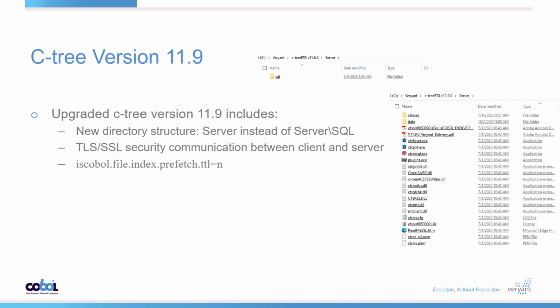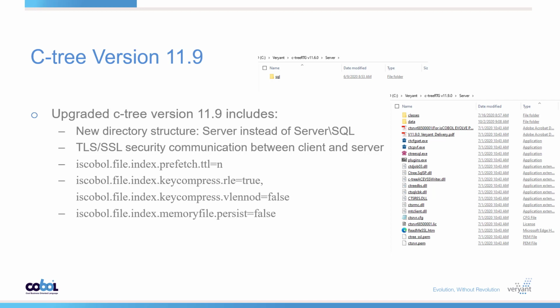You've been able to prefetch records to improve efficiency for a long time, but if you keep them for too long, they may not be accurate anymore. In c-tree 11.9, you can specify how long prefetched records are kept. We've added RLE algorithm compression. By compressing your indexes, you not only reduce the size of the index, you increase performance.